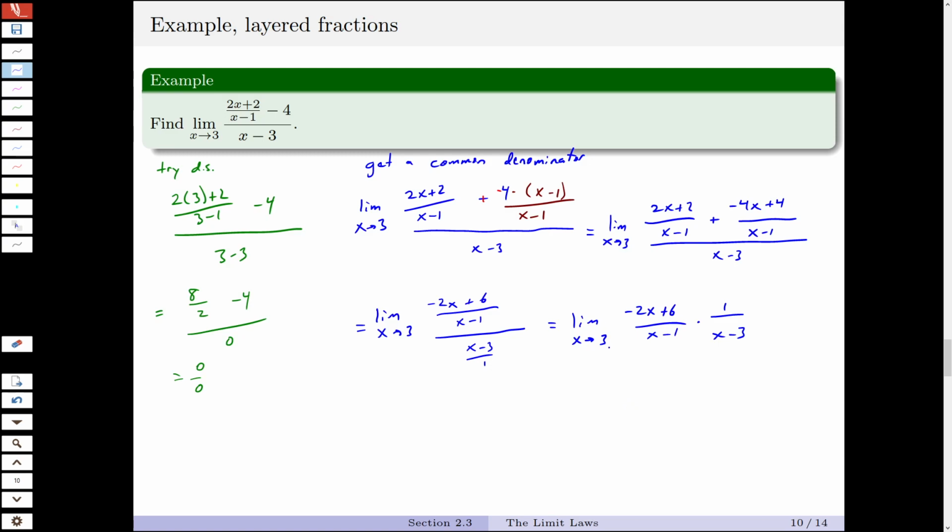Okay, since I want to plug a 3 in eventually with direct substitution, this x minus 3 I know is my problem piece. So I would really love to cancel it with another x minus 3 factor. So I'm going to look at this negative 2x plus 6 and say, can I factor something out? And indeed I can. If we take out a negative 2, we'll be left with an x minus 3. And now we have these x minus 3 factors that we can cancel. Again, because we're inside a limit.